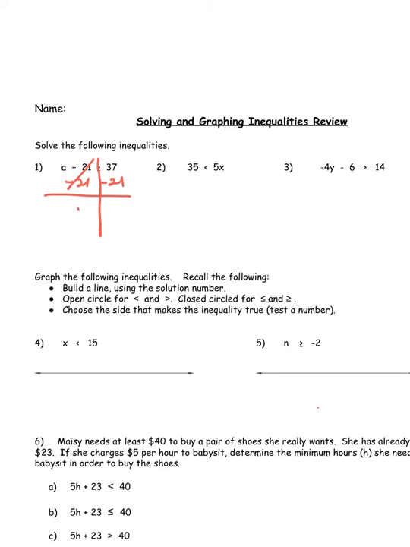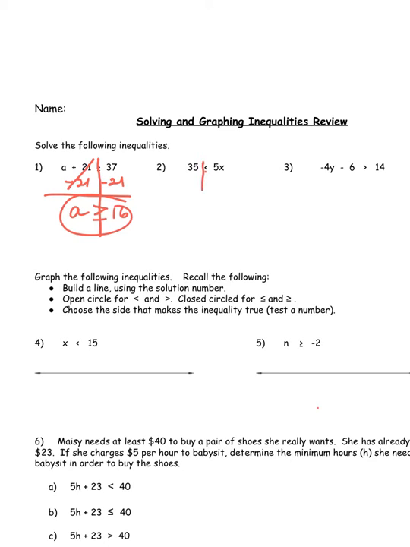This goes away, leaving a, and now instead of equal, I have to remember to bring down the inequality sign, and the answer is 16. So a is greater than or equal to 16. That's the solution. If I look at number 2, it is written backward, so to speak.